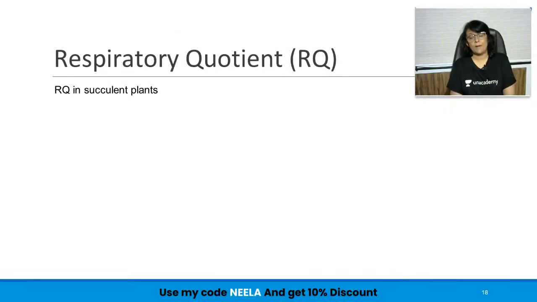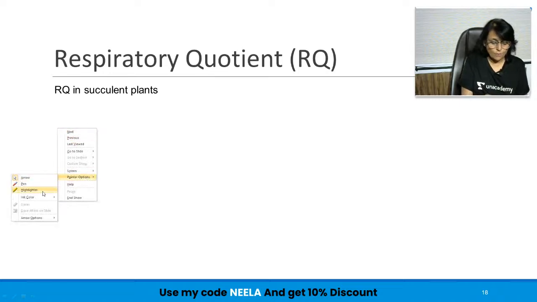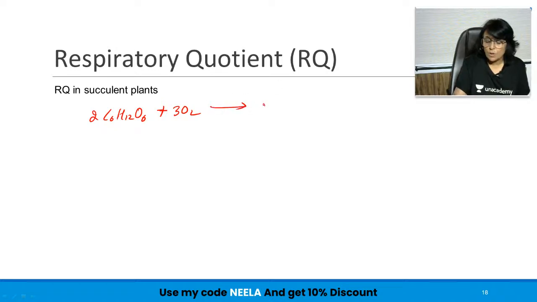Succulent plants are the plants which grow in desert areas, like cactus. In cactus, there is a different kind of reaction which takes place. So I'm going to write that reaction for you. 2 molecules of glucose, that is 2C6H12O6 plus 3O2. In presence of oxygen, it will be broken down into malic acid plus water plus energy.